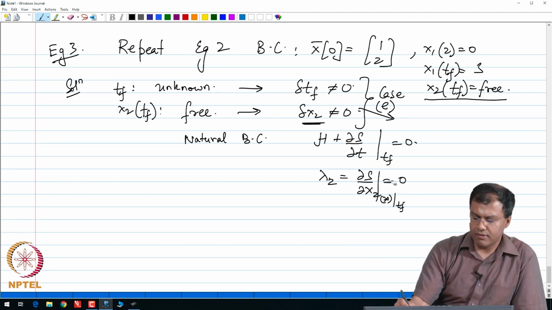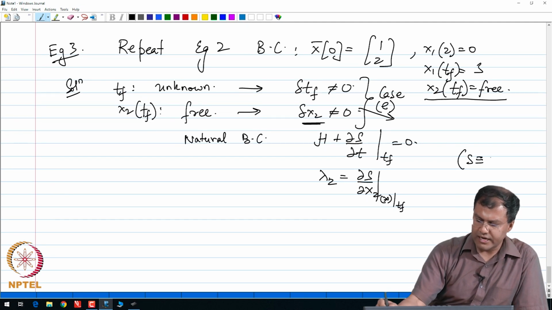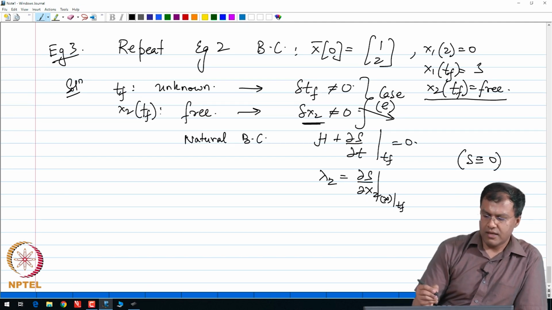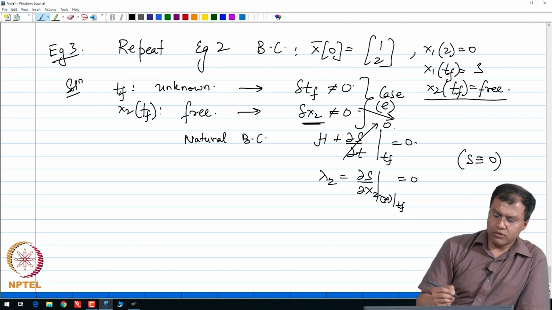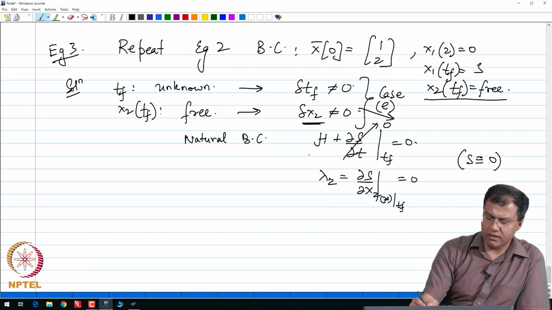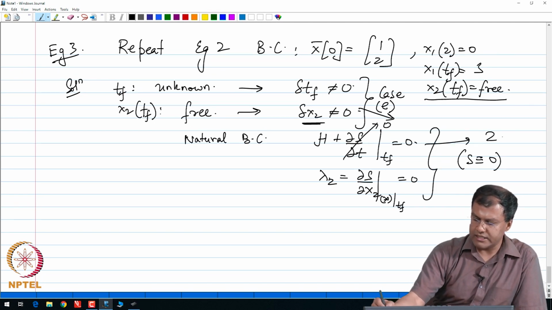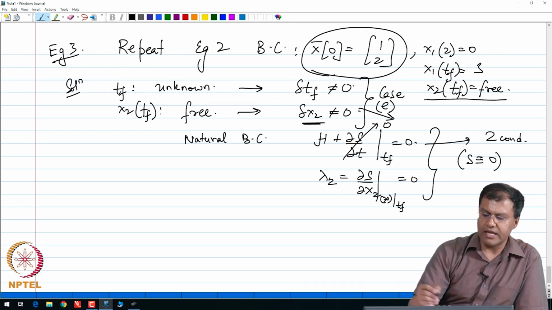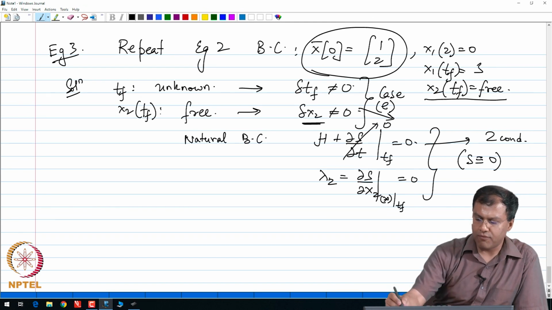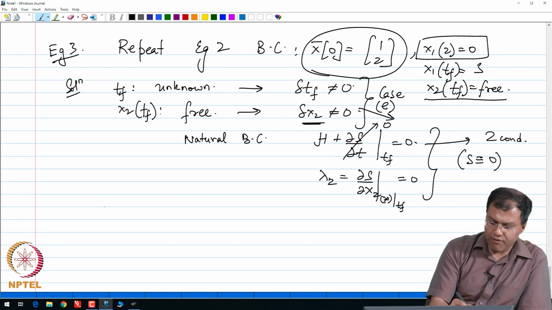However, my S, the cost function so far, is identically 0, which means that lambda 2 is 0, and this derivative is also 0, right. So, these two will give me two conditions, and I also have two boundary conditions at t equal to 0, and I have also specified another condition, x 1 at 2. So, I have 5 conditions.